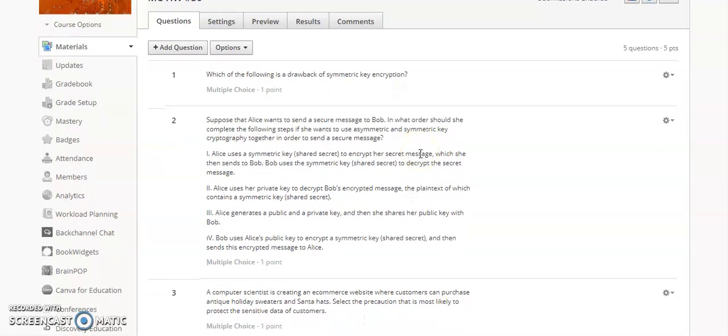Part two, I think this is important to understand the order in which these happen. If you're trying to send a secure message, the first thing that has to happen is you have to generate a public and a private key combination. This is like our activity today. Once somebody has a public key, they can make that public key available to anybody. So the first thing that has to happen, we're generating those public and private keys.